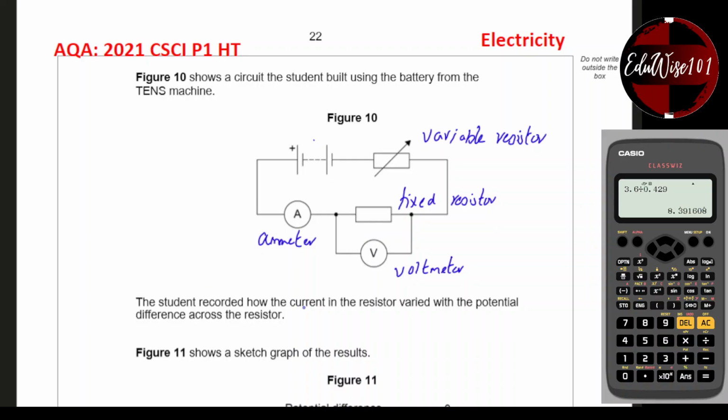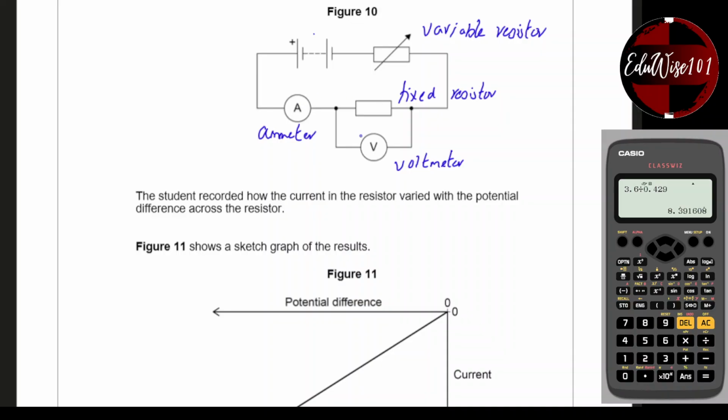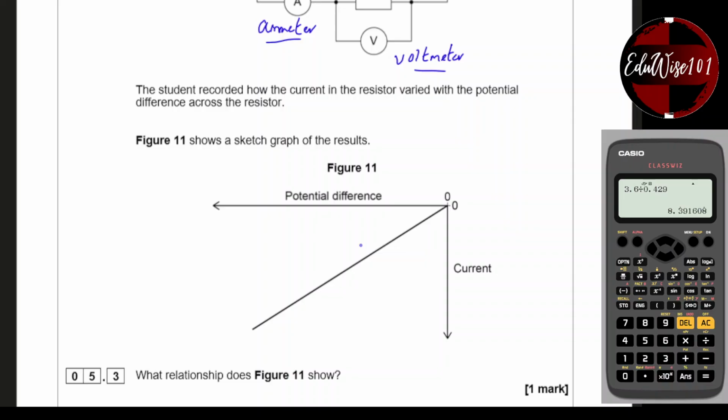The student recorded how the current in the resistor varied with the potential difference across the resistor. So they are measuring how the current changes with the potential difference across the resistor. So they're measuring the readings from the ammeter and the voltmeter. Figure 11 shows a sketch graph of the results. So generally you will see graphs which are on the positive side. Here, what looks like an upside down graph is actually missing this bit, right?